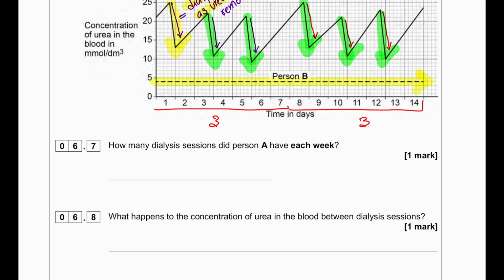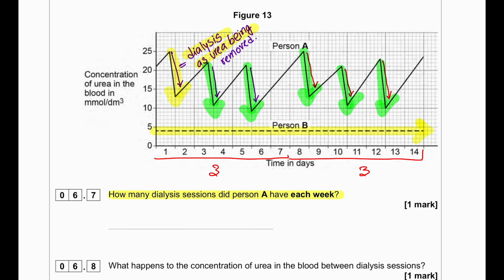Now the question asked, how many dialysis sessions did person A have each week? Since a week is 7 days, if we take into consideration the first 7 days, we can see within that particular time, 3 times the concentration of urea drops for person A. And then in the next week, from 8 to 14 days, another 3 times. So on average, the person is having 3 dialysis sessions per week.